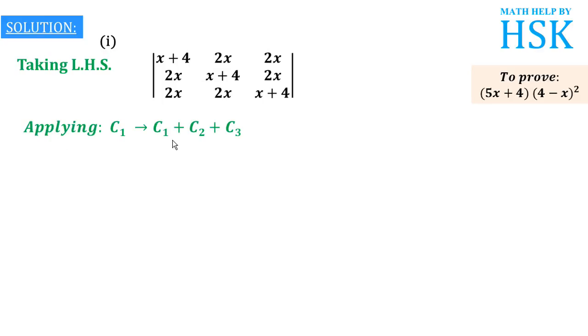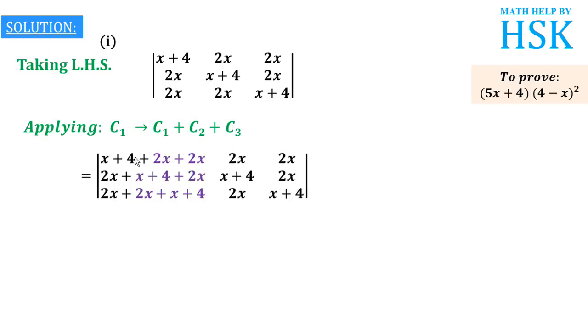Applying the property, C1 is changed to C1 plus C2 plus C3. That is, to column 1, I am going to add the elements of column 2 and column 3. This is done because on observing the determinant, I see that the sum of the elements in row 1, 2 or 3 is equal to 5x plus 4. So applying this property, I am going to get the determinant like this, the elements of the first column to which elements of the second and third columns are added. Right?